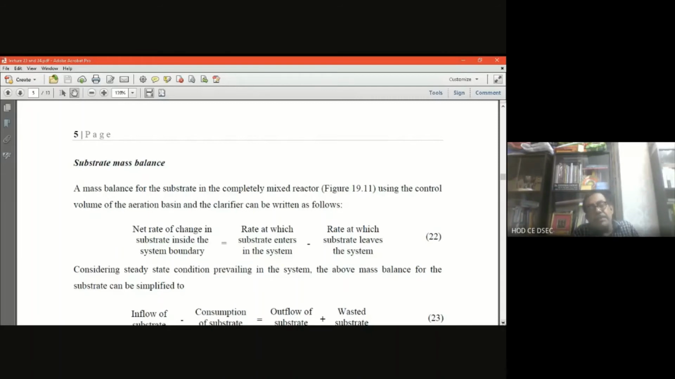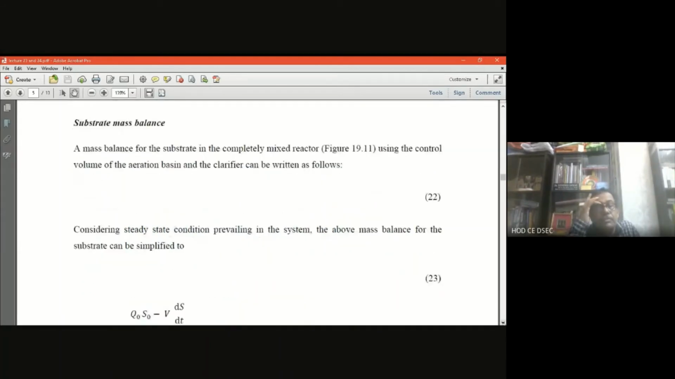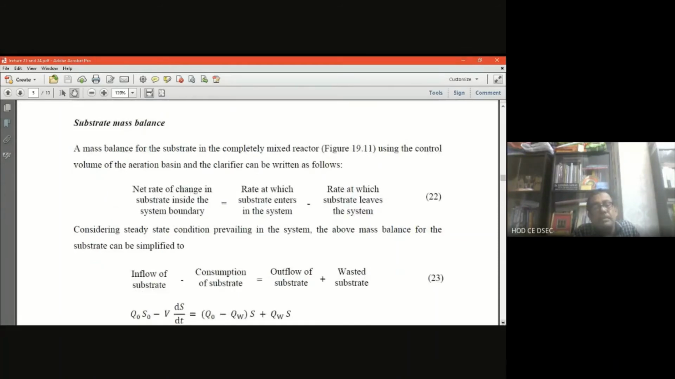Here it is much more simplified because there is no wastage of substrate and no recycle of substrate like biomass. Only what comes in and what goes out. So the rate at which substrate enters minus the rate at which it leaves gives the net rate of change of the substrate inside the system boundary. Now for steady state, the above mass balance can be simplified: the inflow of the substrate minus the consumption of the substrate by the bacteria equals the outflow of the substrate plus the wasted substrate.